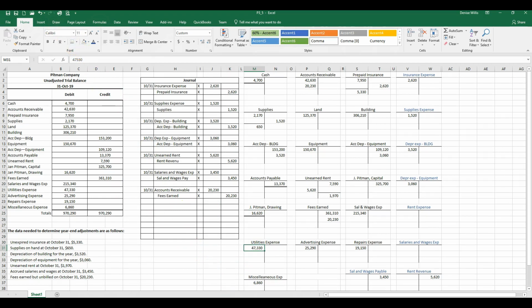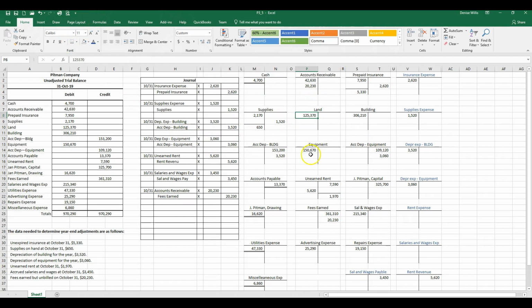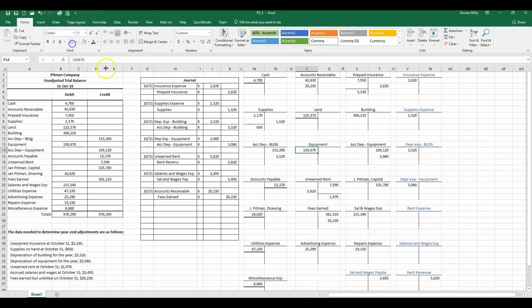Okay. Utilities expense, that's the balance. Miscellaneous expense, that is the balance. Let's see, land, that hasn't changed, that's the balance. Equipment, likewise. Advertising hasn't changed, so I'll put that there. Building, salary and wages expense only has one, so that is still it. Repairs expense only has one item, that's it. Insurance, supplies, depreciation.